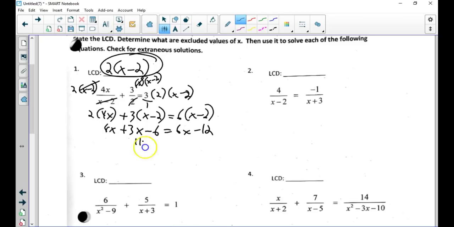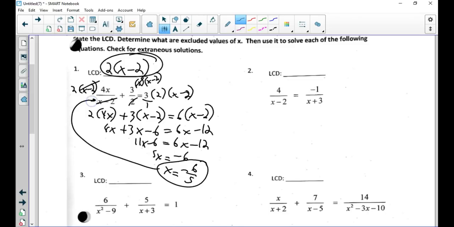That leaves me with 11x minus 6 equals 6x minus 12. 5x equals negative 6 when I add 6 to both sides. And that leaves me with x equals negative 6 over 5. And when I go back to the original equation, obviously x equals negative 6 over 5 minus 2 is not going to give me 0 on the bottom, so that is my solution.